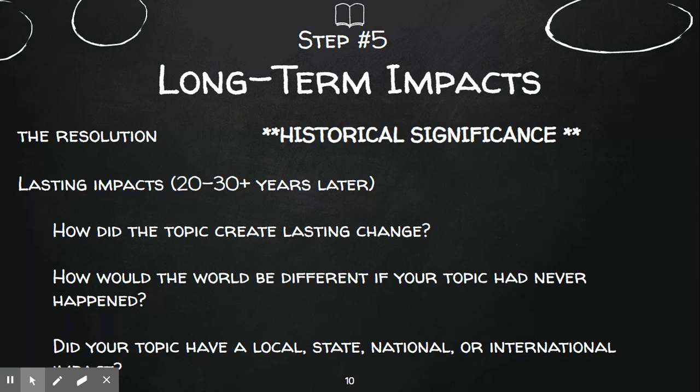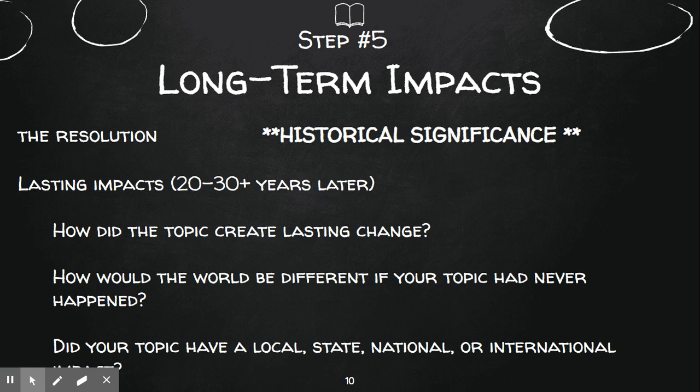So we really want to drive home the historical significance. We're talking about lasting impacts 20, 30, even more years. If you can get it to today, go ahead and do that. Try to connect it to today as close as you can. You want to talk about how your topic created lasting change. Why would the world be different if your topic had never happened?